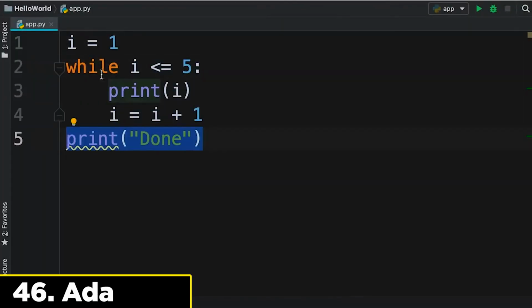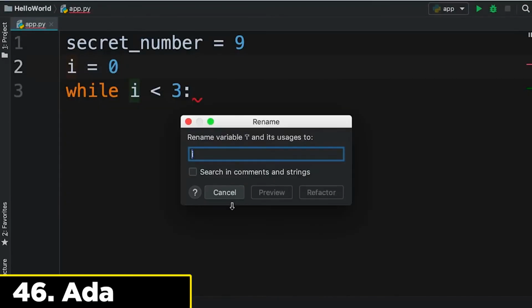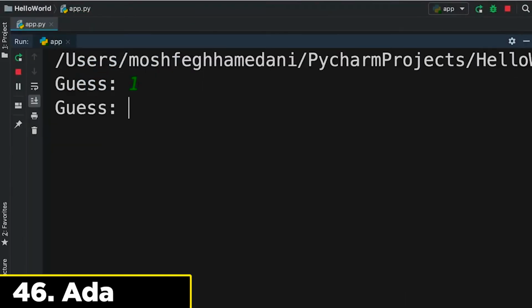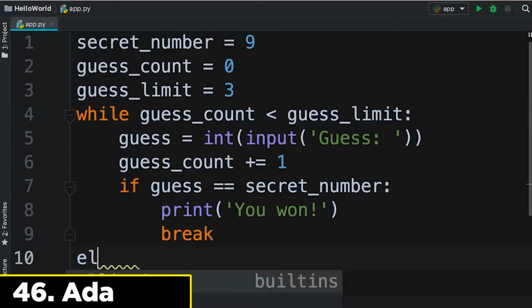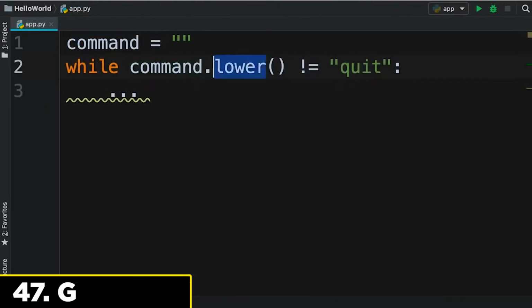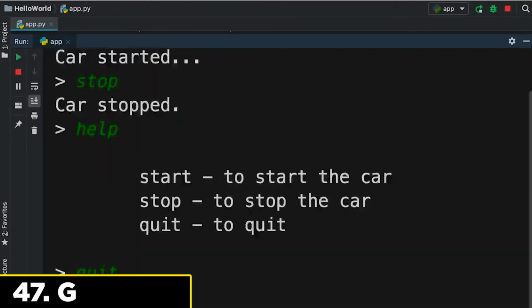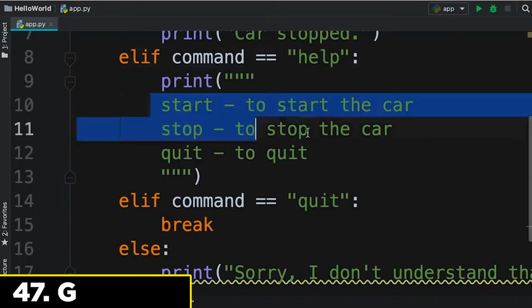Next, we have Ada. This language was named after Ada Lovelace, who was credited with being the first computer programmer. This language has been used for missile control, payroll processing, and air traffic control. At number 47, we have G. This is maybe one of my favorites, as it honestly is pretty awesome. G is used for controlling automated machine tools to do the same thing over and over and over again.